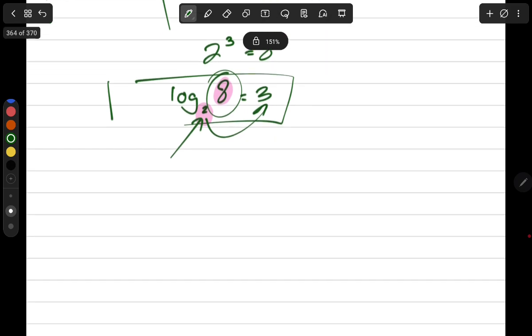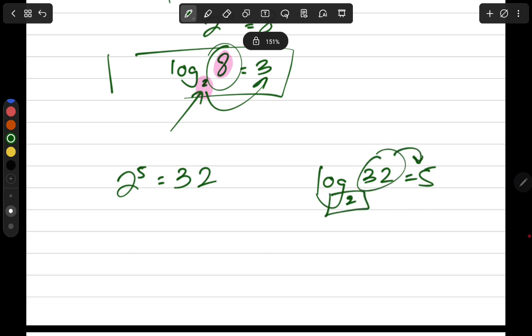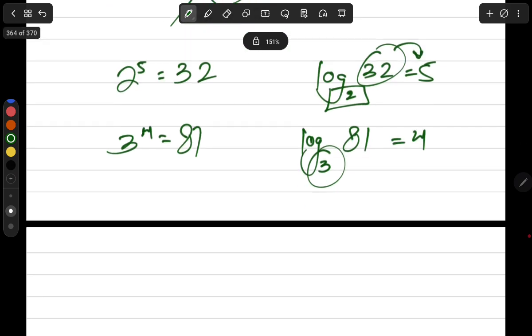Now let's do several examples here. 2 to the power 5 is equal to 32, and we can rewrite it as log 32 to the base 2 is equal to 5. That is, what power must this 2 be raised to in order to give us 32? And that is 5. Now if I write down 3 to the power 4 is equal to 81, then I can rewrite it in the inverse form, or the logarithmic form, as log 81 to the base 3 is equal to 4.